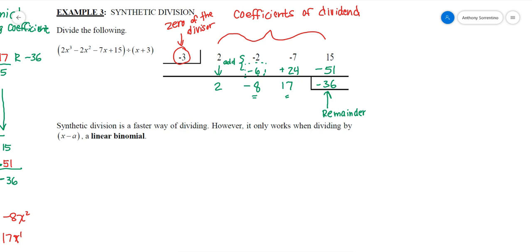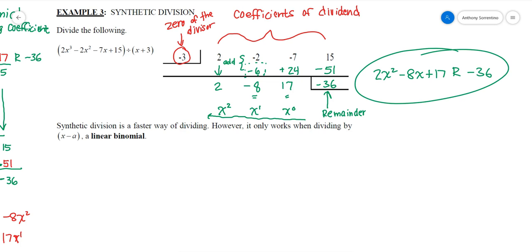As I work my way this way, this is my x to the 0 term, or my constant term. This is my x to the first term. This is my x squared term. If I had more, it'd be the x cubed term, the x to the fourth term. So based off of this, the answer is 2x squared minus 8x plus 17 with a remainder of negative 36. And as you can see, that does work a bit faster than the long division did.